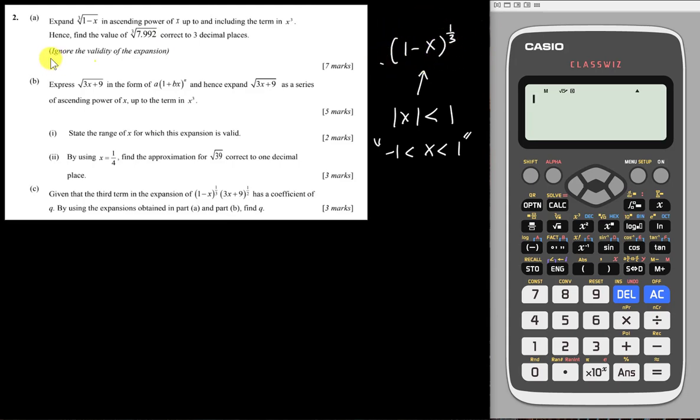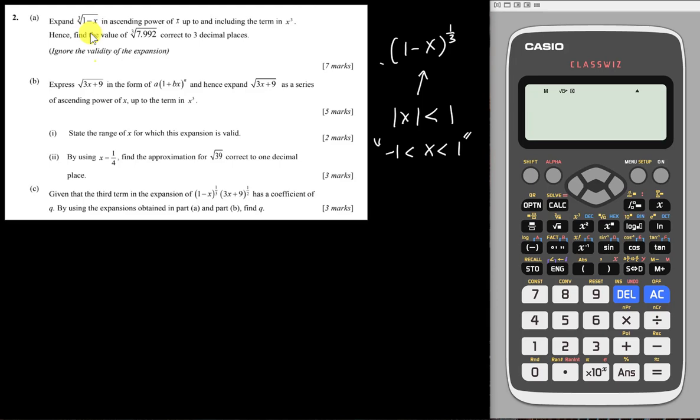But at the same time, this question also says to ignore the validity of the expansion. So I will just substitute in, but definitely I know my answer will not be correct. Later I will explain further. Okay, so let's explain this one first.